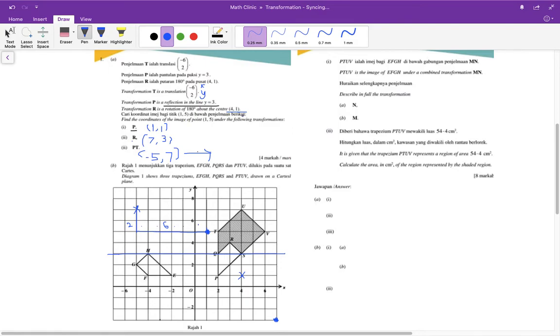Okay, P. Next one is P. So the reflection in the line y equals 3. So it's over here. Okay, it's over here, and then the point is here. So the distance from your reflection line to the point is 1, 2, 3, 4. So come over here, and then you reflect over there. It's still the same. The distance is 1, 2, 3, 4. That means the answer is, yeah, -5, -1.